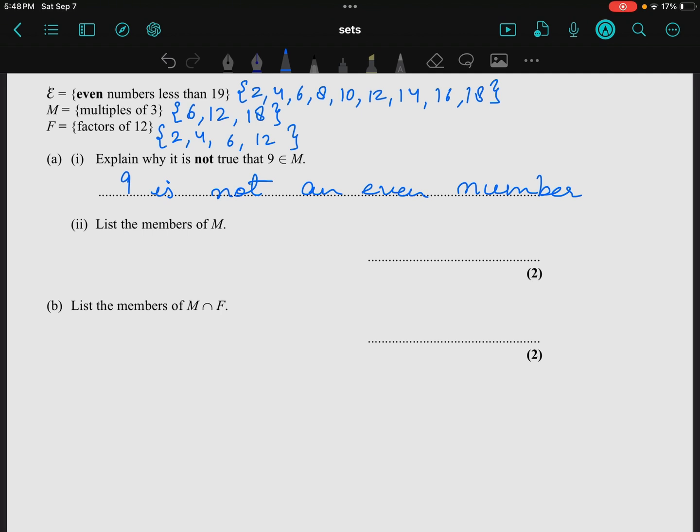List the members of part number 2. List the members of M. So what are the members of M? 6, 12 and 18 are the members of M. List the members of M intersection F. What are the common elements between M and F? M intersection F is 6 and 12.